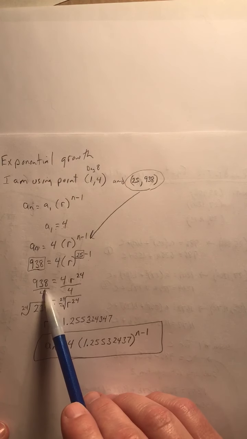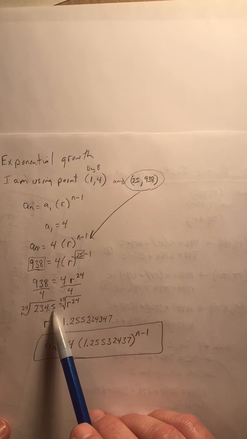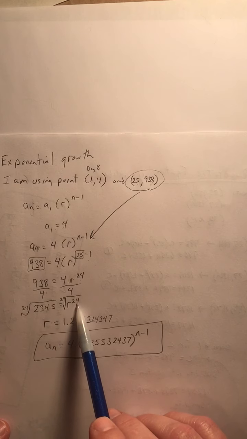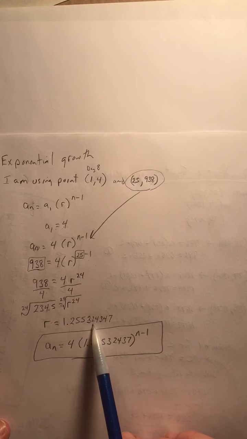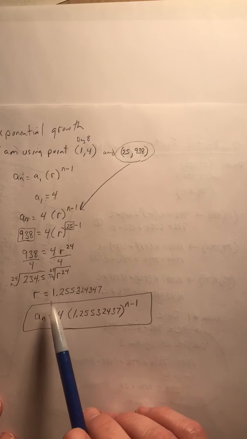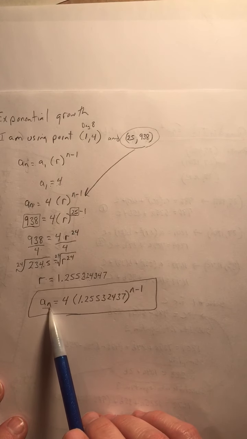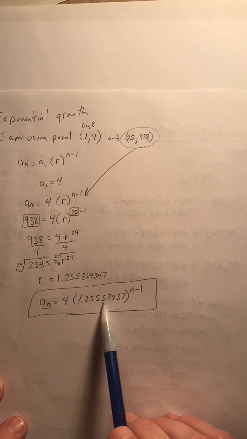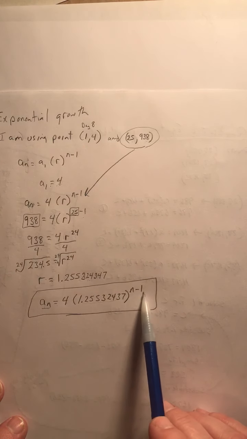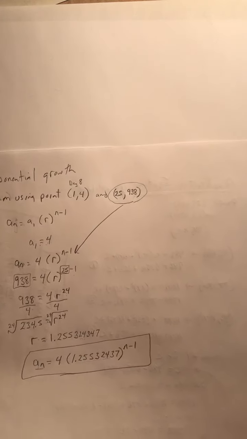I divided it by 4 and had 234.5 equals r to the 24th. Then I took the 24th root to get rid of the 24th power and got r equals this. So now that goes in for my r. Again, my original formula, a sub n, has to stay there, equals 4, which is a sub 1, times this answer, which was my r, to the n minus 1 power. Now I can use this formula to find any of the days that I want. That was my exponential growth one.